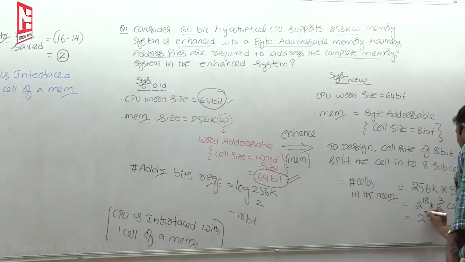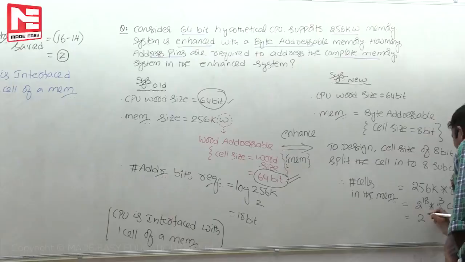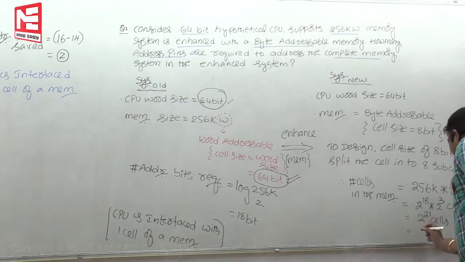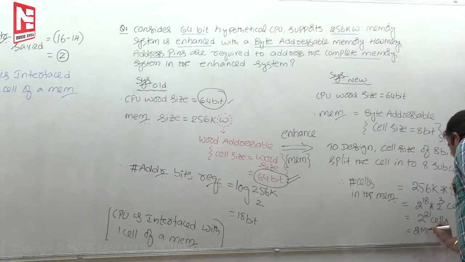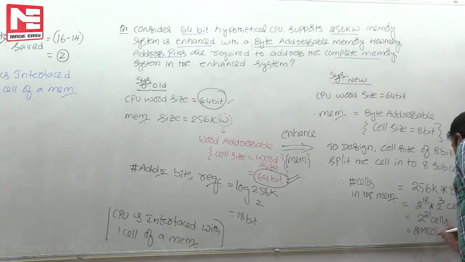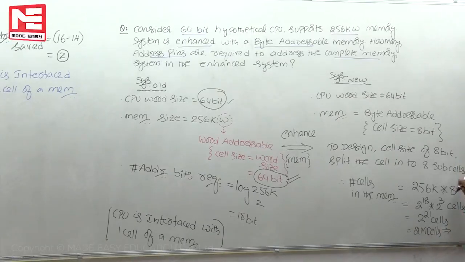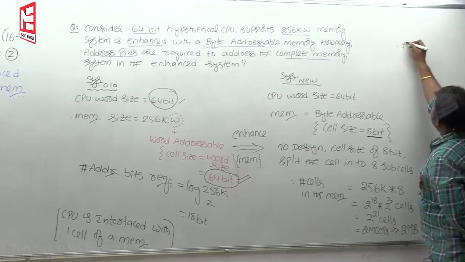Right? 2 power 21 cells. That is equal to how much? 2 power 21, 2 mega cells. By default cell size here is 8-bit given. Right? Cell size is 8-bit. Therefore 2 MB. Is it okay? This is the memory. Now number of address bits required.